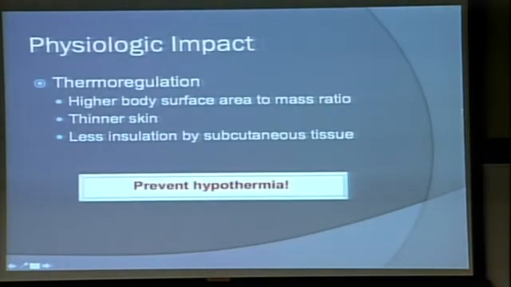Don't forget thermal regulation. They've got a lot of body surface area compared to their mass. Thin skin, they don't have much insulation. Prevent hypothermia, particularly in infants.